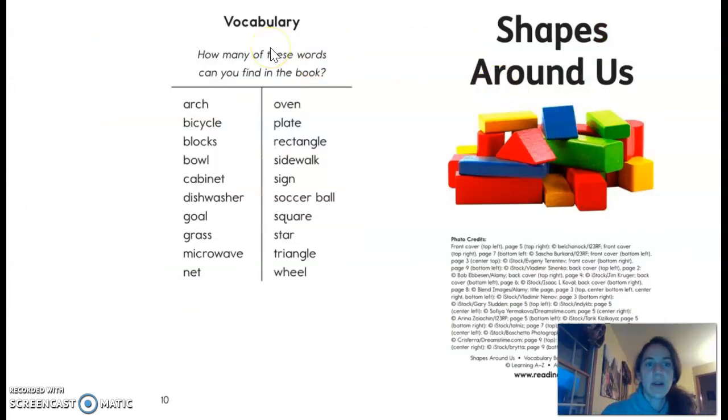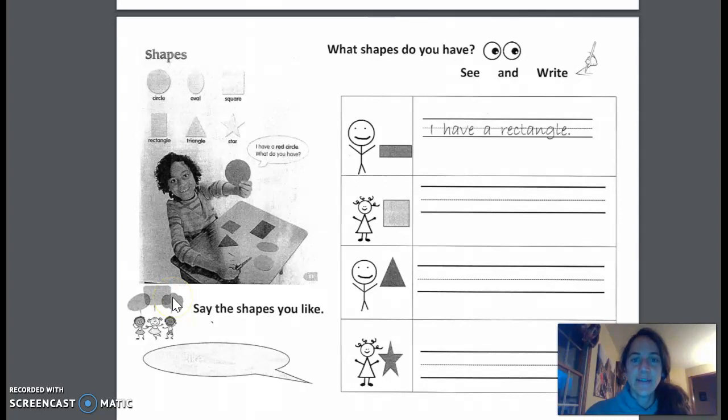Our vocabulary. These are all different words you can find in the book. Now we're going to do an activity with shapes. Ahora vamos a hacer una actividad con formas.